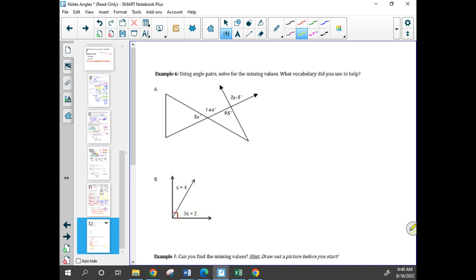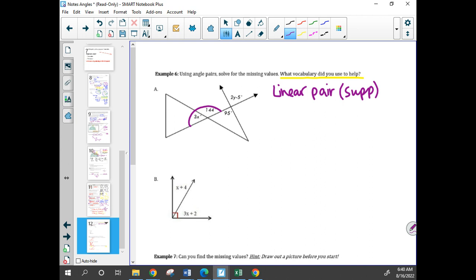With this one, they do ask for the vocab as well, or I ask for the vocab. So you need to have vocab, work, and final answer. So for the vocab, we can do the X first. The vocab for the X value, it looks like it's right beside that 144 making a straight line. So it could be a linear pair, or you could also say that it's supplementary.